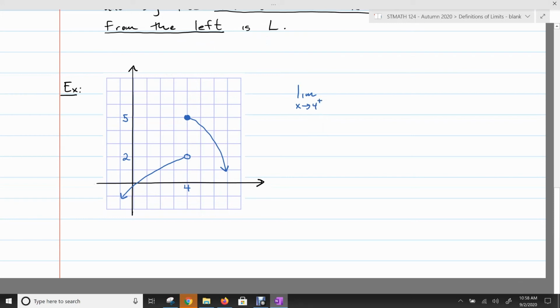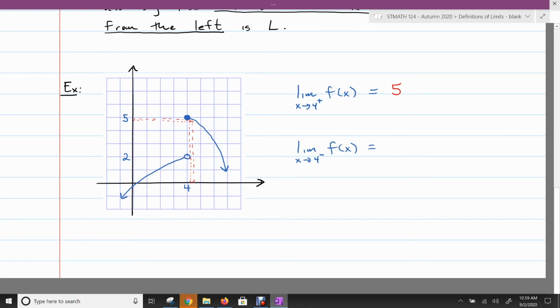So I'll put the little plus there of f of x. What would that be equal to? And also I want to know what the limit is as x approaches 4 from the left. Well, looking at the graph, if I take values of x that are a little bit bigger than 4 and put them into the function, what do the y values get close to? Well, it looks like those y values are getting really close to 5. Based on this graph, I would say the limit as x approaches 4 from the right-hand side is 5.